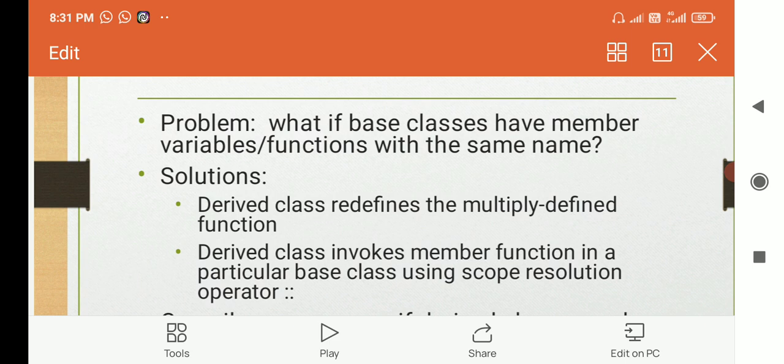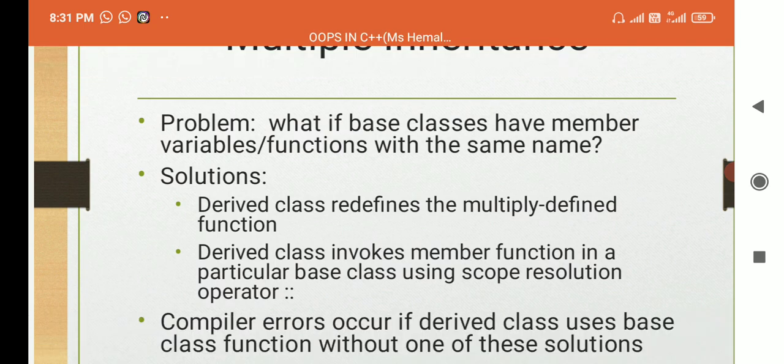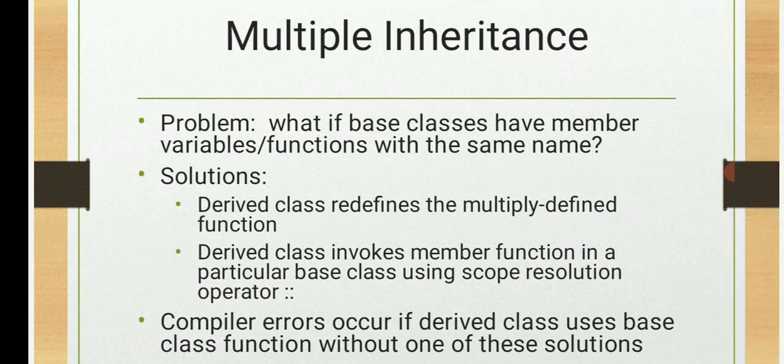There are lots of types of inheritance: single inheritance, multiple inheritance, multi-level, hierarchical, hybrid. Single inheritance means we are having only one base class and only one derived class. Multiple means we are having multiple base classes and only one derived class. Hierarchical means we are having only one base class and multiple derived classes, right? Multi-level means we are having level by level classes. Hybrid means a combination of inheritance. Whatever types we are having, we can combine them together, that is hybrid inheritance.